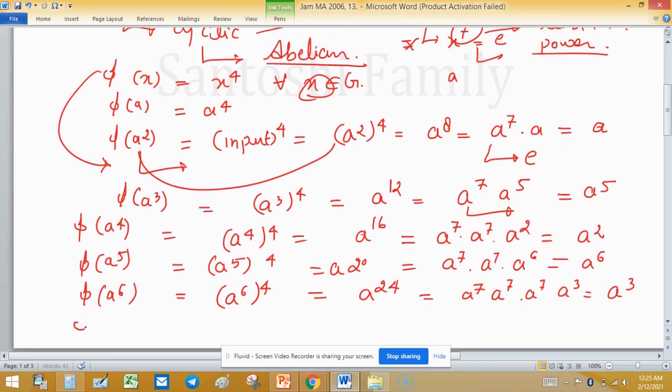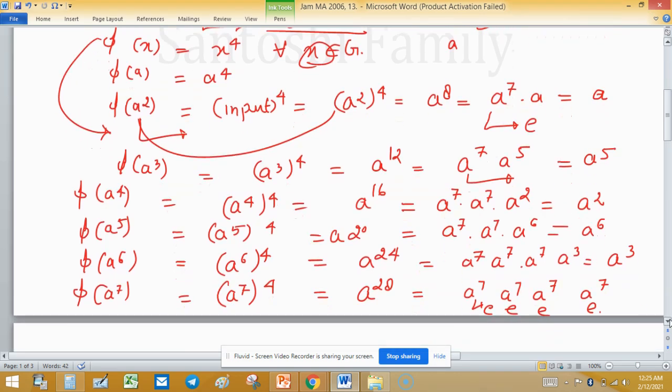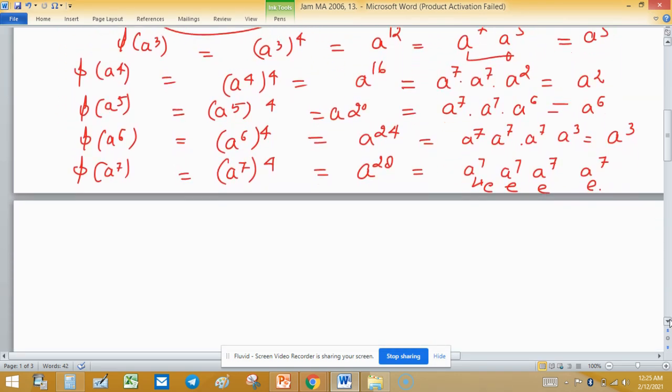And you can check phi of A raised to the power 7. So A raised to the power 7 raised to the power 4 will be A raised to the power 28, and you can write A raised to the power 7, 7, 7 and 7, and this is E. So all elements of degree higher than 6 will repeat here.